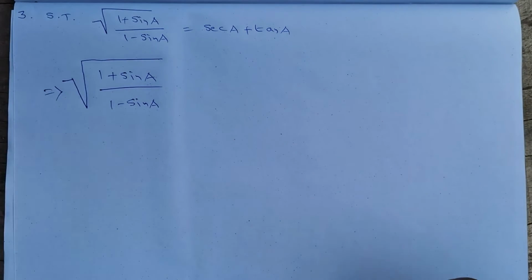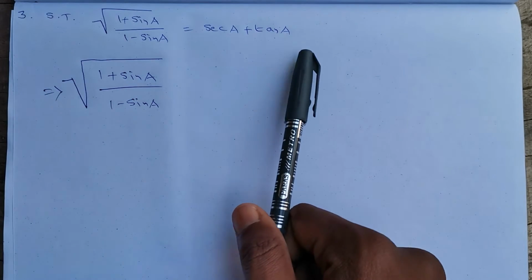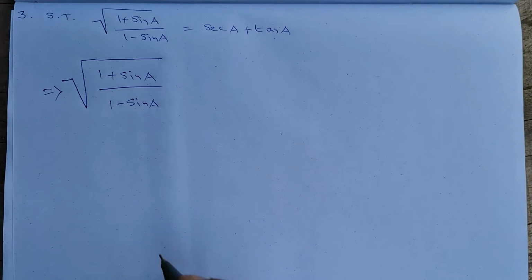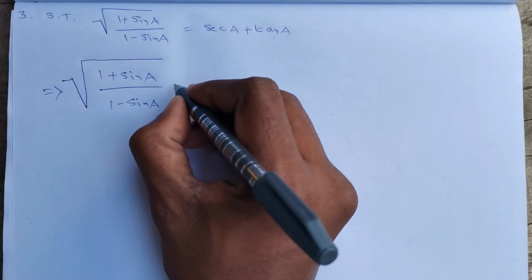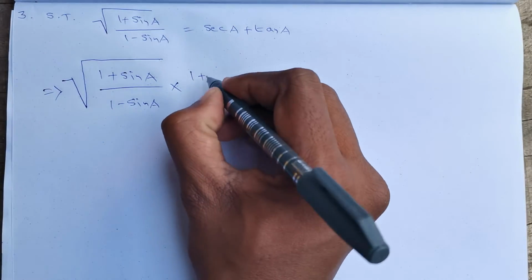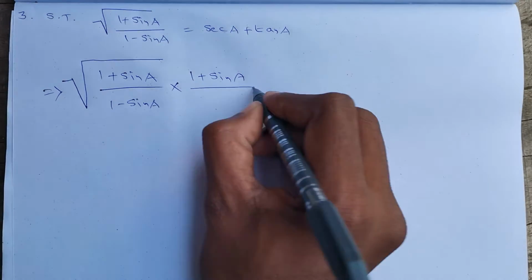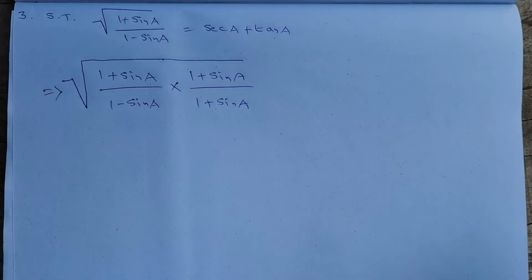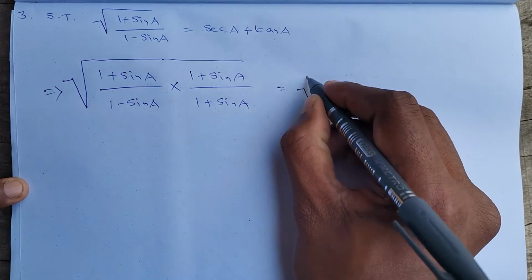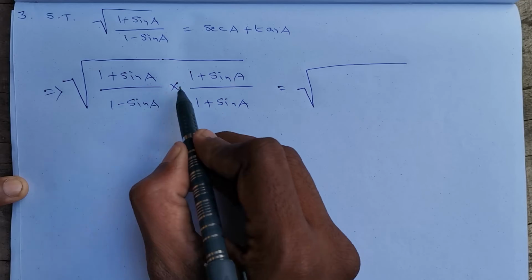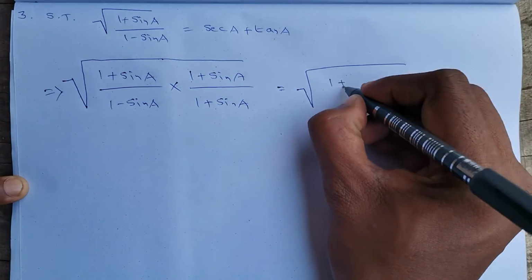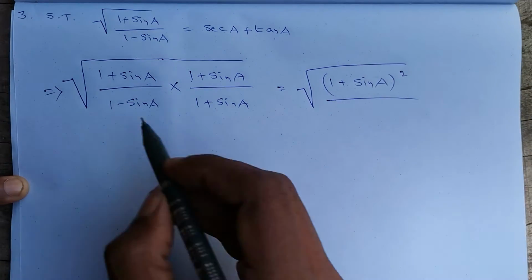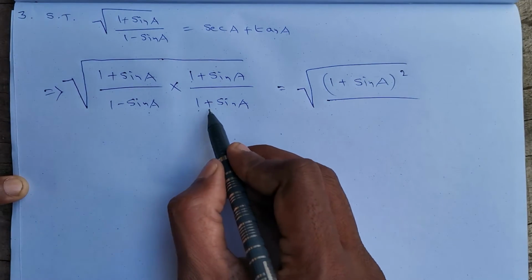Whenever we have a square root in the question and no square root on the right side, the same process we need to do, that is rationalizing the denominator. Here we have 1 minus sin A, so simply multiply and divide by 1 plus sin A. Now this equals 1 plus sin A into 1 plus sin A, that is 1 plus sin A whole square, divided by 1 minus sin A into 1 plus sin A.